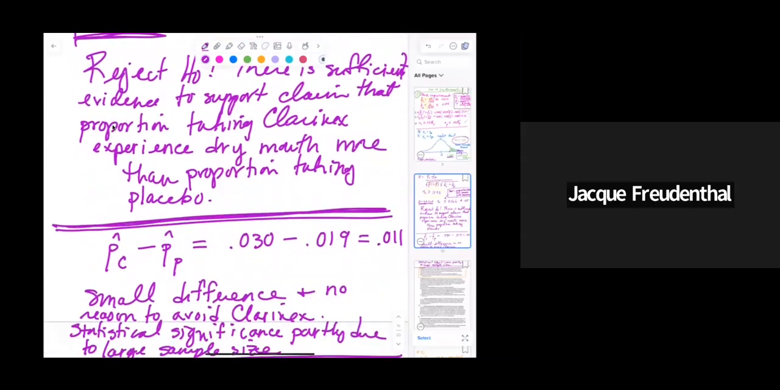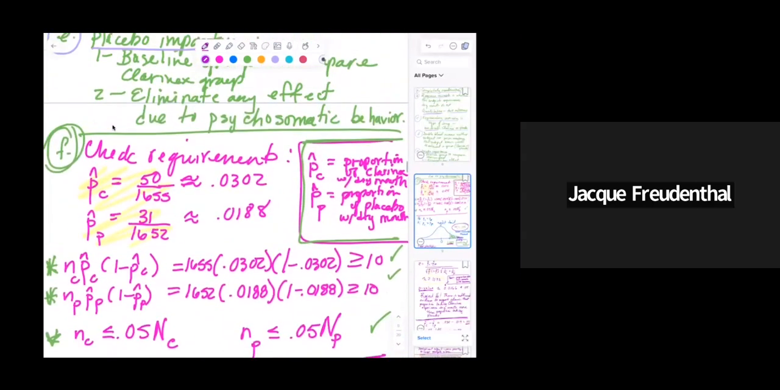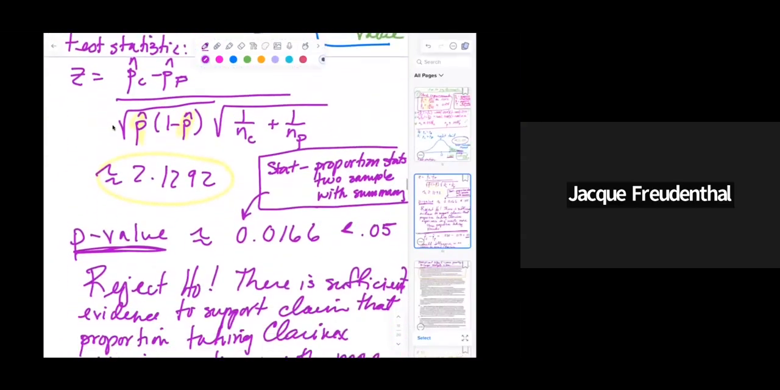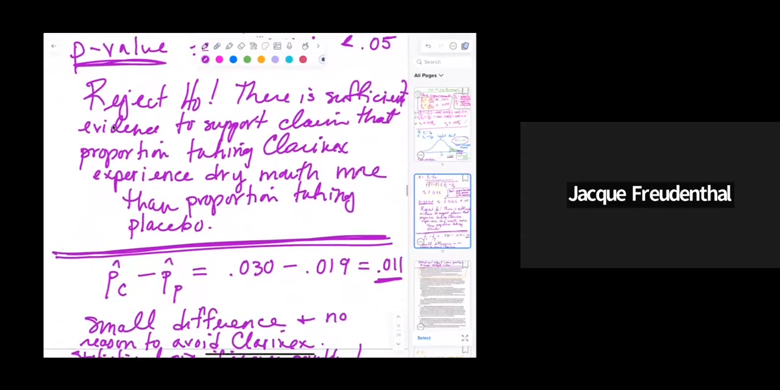Okay, so let's think about practical significance. If we look at the difference in the samples, the difference between the Clarinex and the placebo, the sample proportion difference there is approximately 0.011. Okay, and that came from calculating each of them, and then I rounded a little bit more here. I rounded to 3 decimal places here, if that looks different. So the difference is about 0.011.